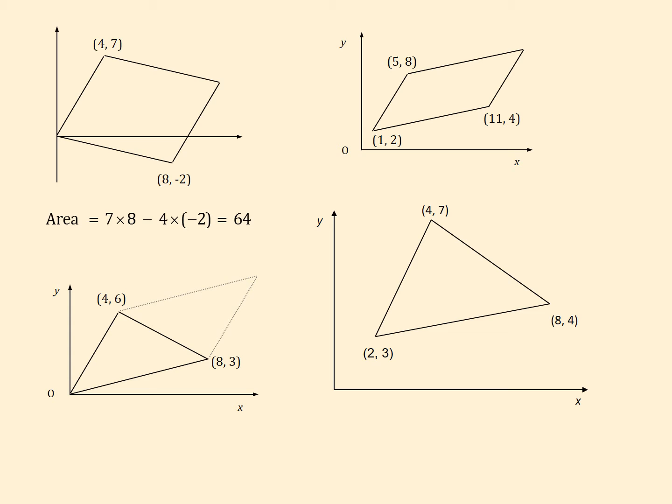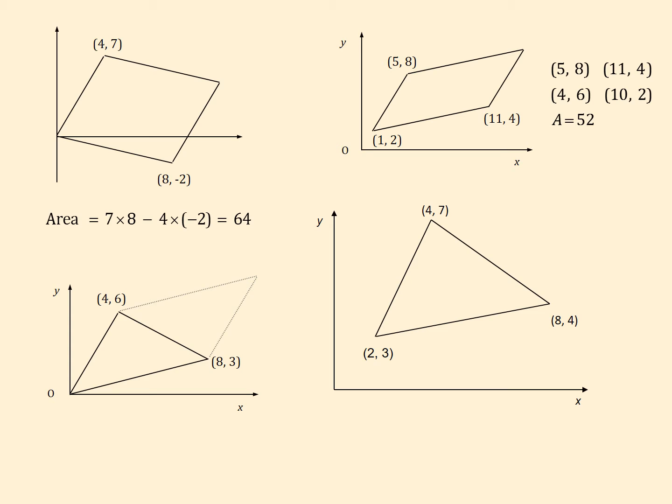Now, the bottom left-hand corner is at 1, 2, so we're going to subtract 1 from each of the x coordinates of the other two corners and 2 from each of the y coordinates. So 5 is reduced by 1, giving 4, and 11 is reduced by 1, giving 10. And then the y coordinates, 8 and 4, are both reduced by 2. And then we apply the same rule, 6 times 10 minus 4 times 2 gives 52 as the area.